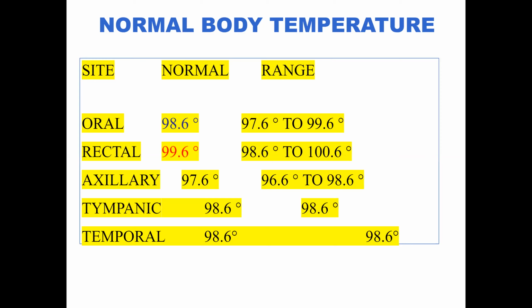Normal ranges. Orally, 97.6 to 99.6. Rectally, 98.6 to 100.6. Axillary, 96 to 98.6. Tympanic 98.6, temporal 98.6. Most of us should be familiar with what normal temp values are.